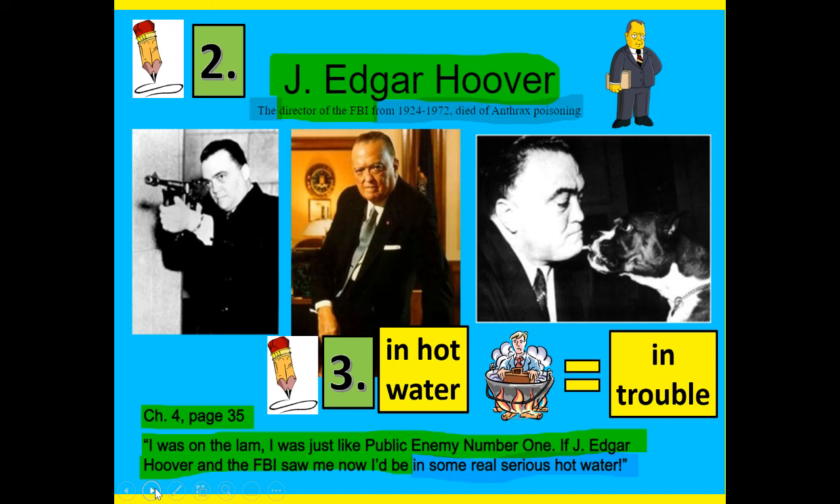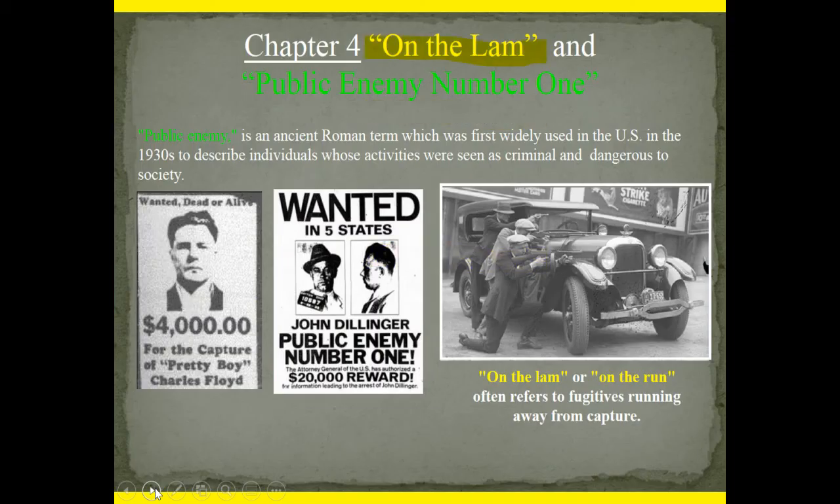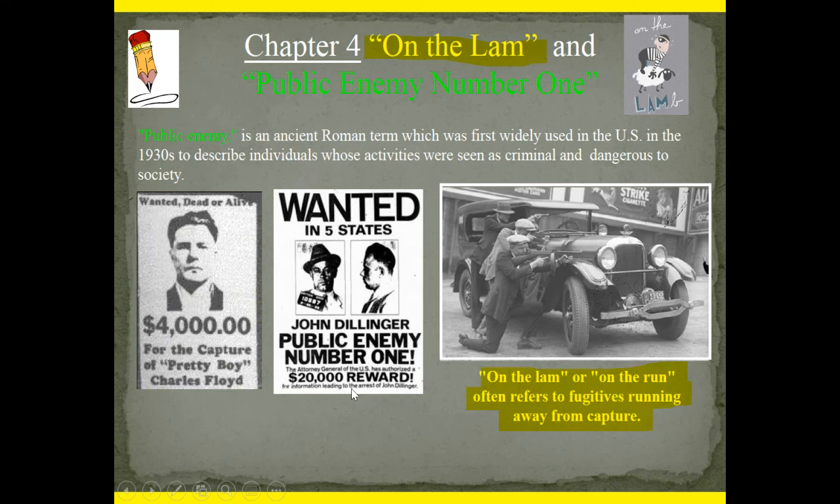So if I'm going too fast, push pause. At the end of this lesson, I will show all 4 words, so don't worry, I'll give you time to get caught up as well. On the lam, we've already discussed that. Here's another example. On the lam or on the run often refers to fugitives running away from capture. So here's an old 1930s example of some bad guys, and they are on the run and they don't want to get captured and go to jail. So number 4, we already wrote on the lam.